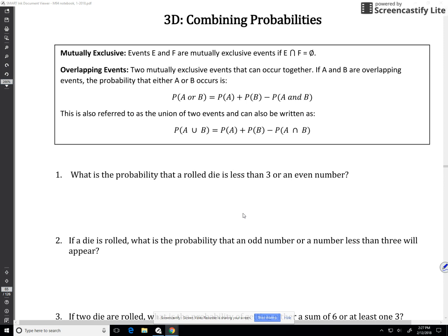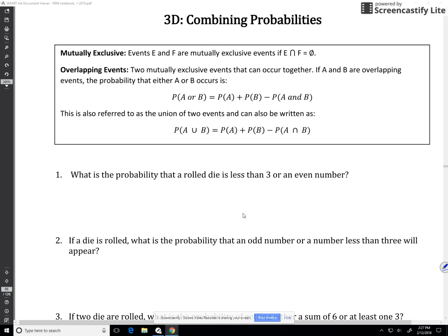So if we think about animals, it would be impossible to be a cat and a dog at the same time. So those would be mutually exclusive events because there isn't a cat-dog intersection. Where we have overlapping events, which are two events that can occur together.